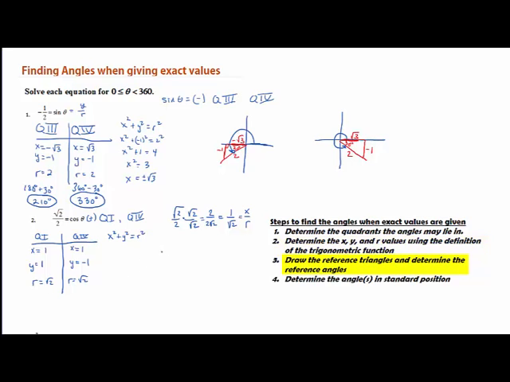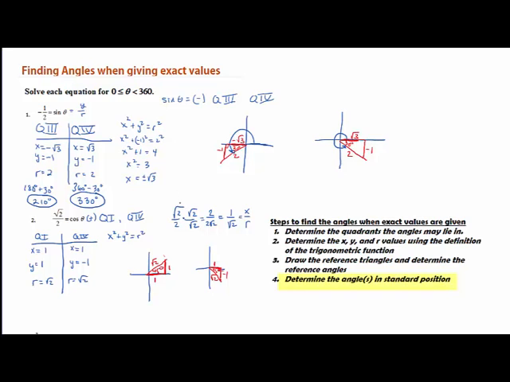So now let's draw those out. Quadrant 1, we have x is positive 1, y is positive 1, and r is root 2. You notice our x and y are the same, which makes this a 45-degree reference angle. In quadrant 4, we have x is 1, y is negative 1, and r is root 2. Again, we see that 1, 1 for our two lengths of our right triangle, which makes this a 45, 45, 90.